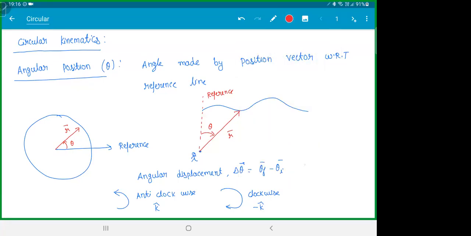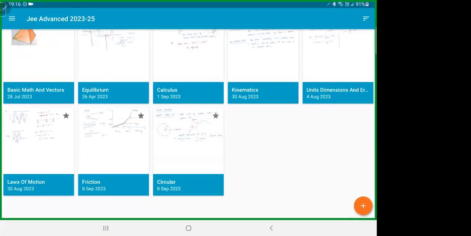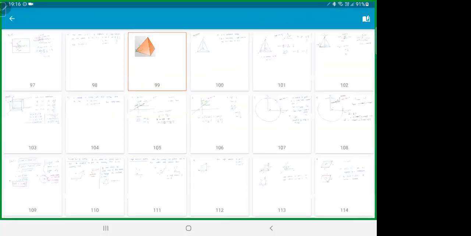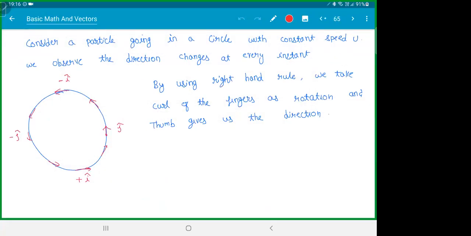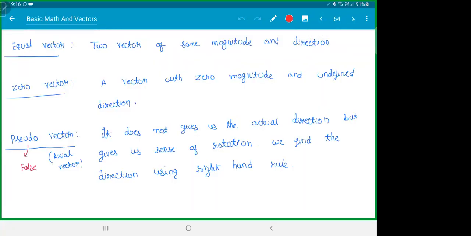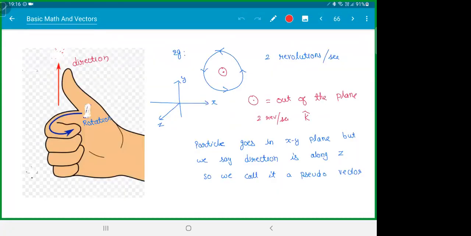Just to give an information, basically this is a pseudo vector. You guys remember what a pseudo vector is? A pseudo vector is not real. It gives you the sense of direction, but in case you forgot, we have done this in detail in pseudo vector, page 64, vectors. So this is the direction of rotation if you curl your fingers.